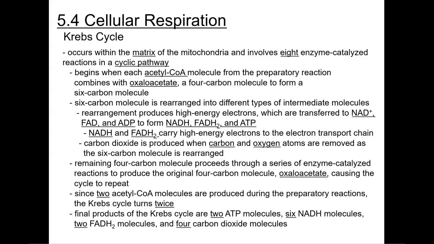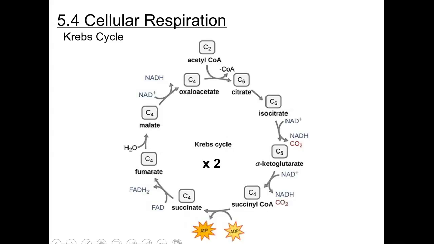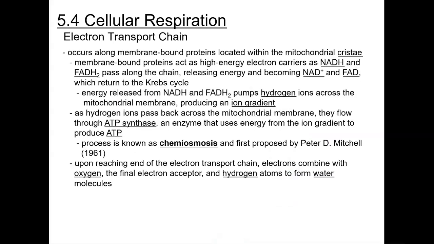Since you have 2 acetyl-CoA molecules being produced during the preparatory reaction, the Krebs cycle turns twice. So it goes through this process twice to create what it needs. The final products at the end of the cycle are going to be 2 ATPs, 6 NADHs, 2 FADH2s, and 4 carbon dioxide molecules. And this is what's released as an organism breathes out. Here is a visual, and it goes through this cycle twice.